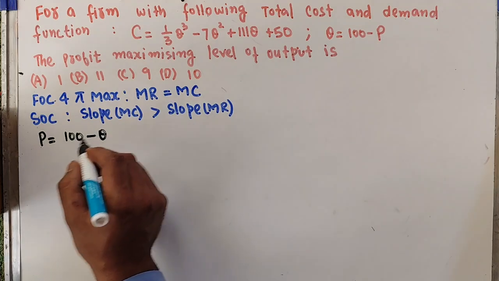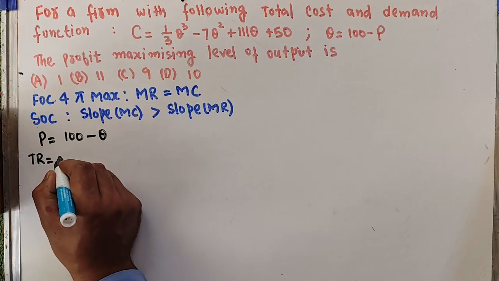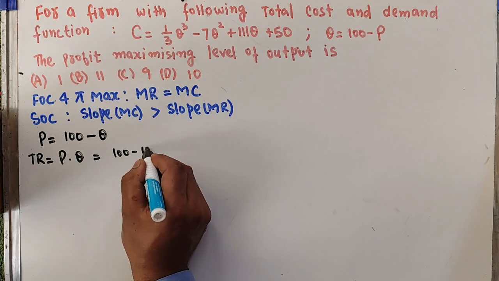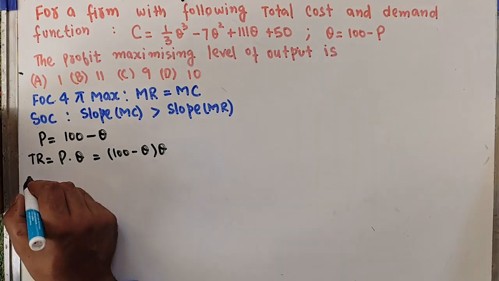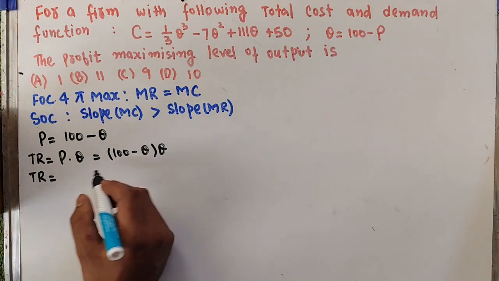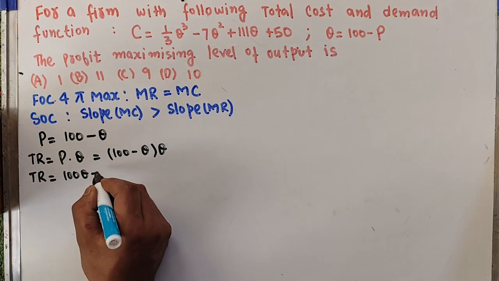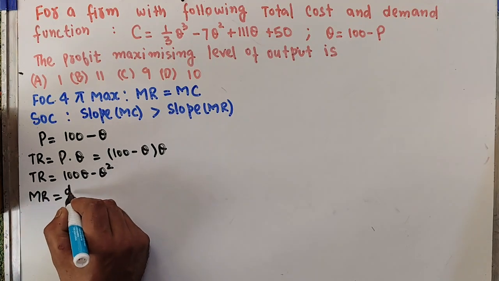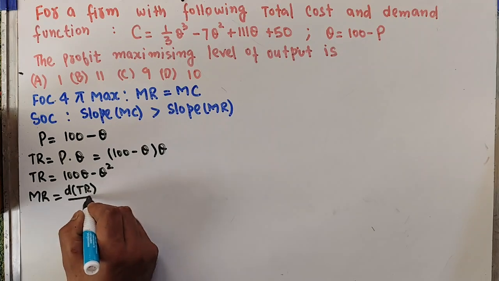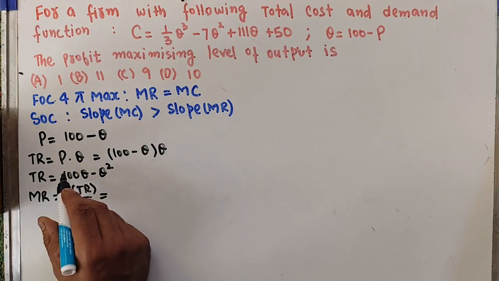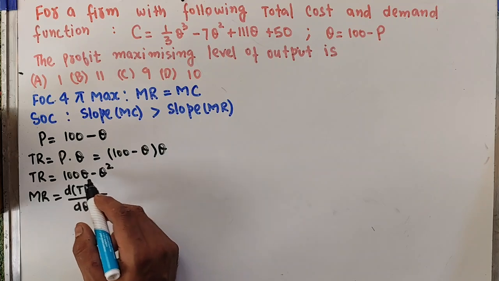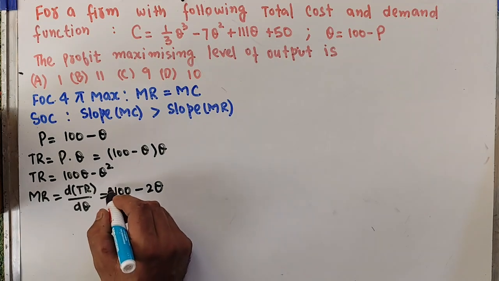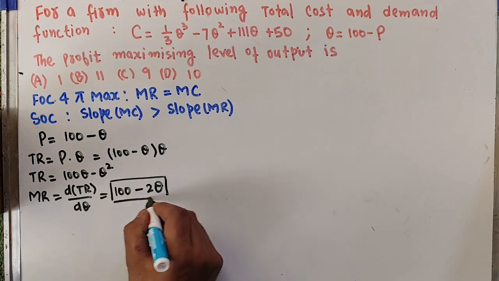Then we need to find out the total revenue. Total revenue, as we know, is equal to price into output, which implies P is equal to 100 minus Q. To this we multiply by Q. So we will get the total revenue of the firm equal to 100Q minus Q square. Then we can find the marginal revenue as simply the change in the total revenue due to the change in the output. That is the derivative of this function with respect to Q. Derivative of Q in the first term is 1. We are left with 100, and derivative of Q square is 2Q. This is our marginal revenue function.